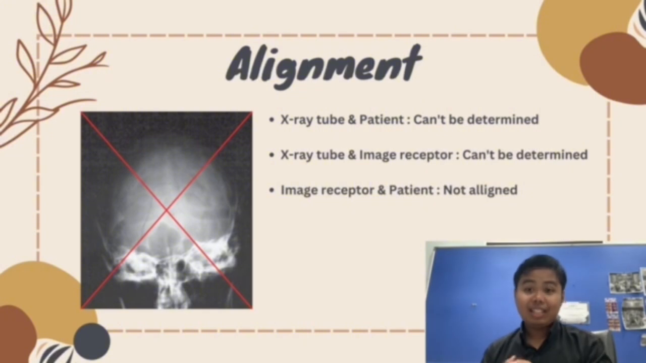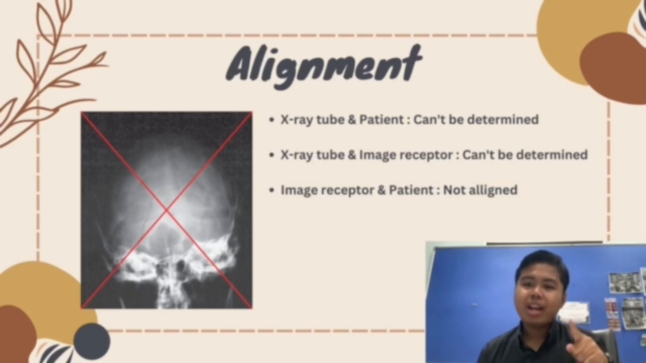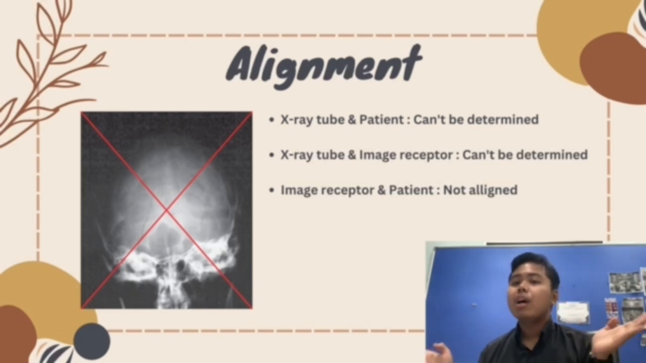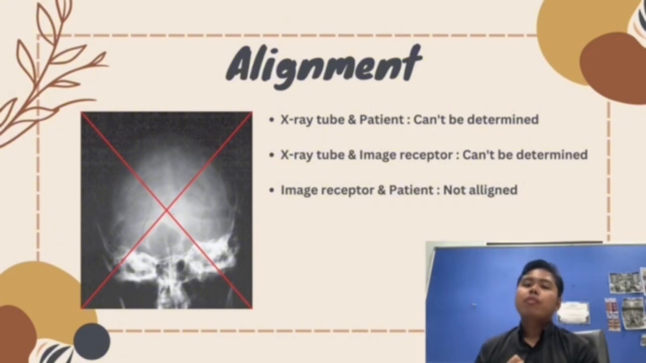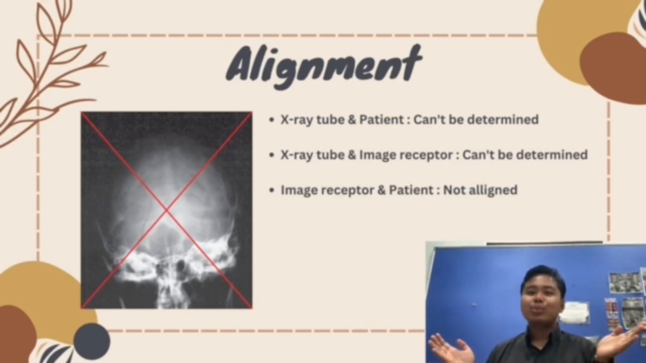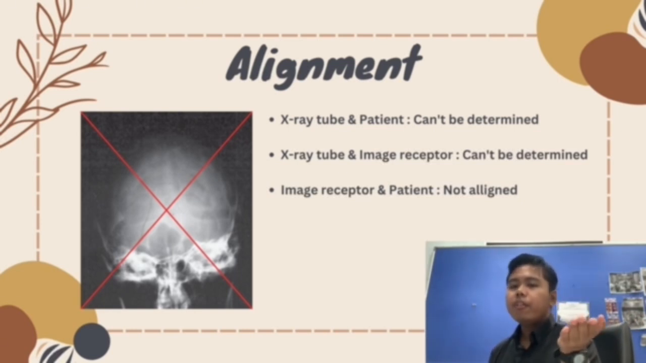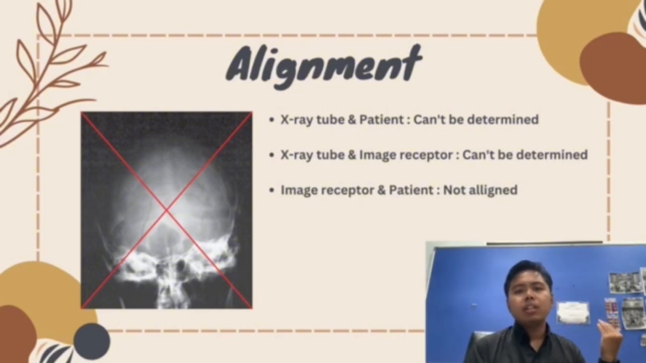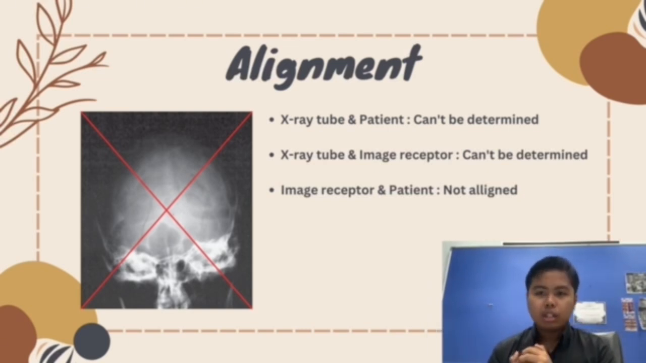Now we will move to the alignment. For tube and patient, it can be determined because there is no focus border of collimation. And for tube and image receptor, it also can be determined because there is no focus border of collimation. The last one is image receptor and patient. As you can see on the radiograph, the foramen magnum is not at the center of the image. So we can say that this picture is not aligned at all.